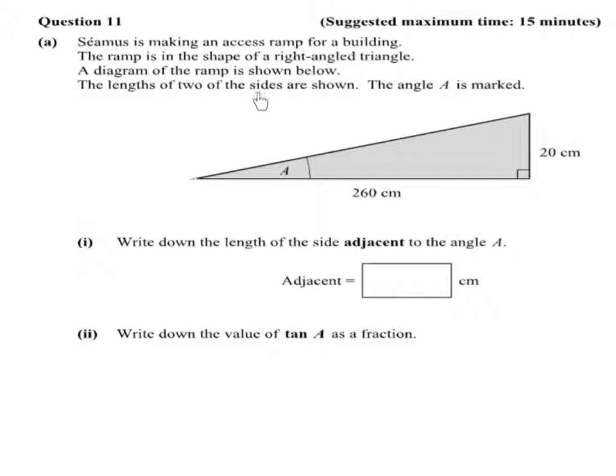The lengths of the two sides are shown. The angle A is marked. So we have a height of 20 centimeters, and we have a base of 260 centimeters, and angle A. Part 1. Write down the length of the side adjacent to the angle A. So write in the adjacent side's length here. And part 2, write down the value of tan A as a fraction.